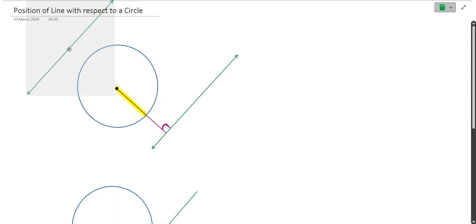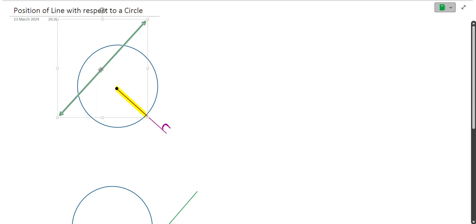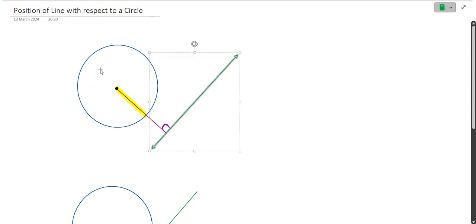So in this position, the line is neither intersecting nor touching the circle. In this position, the line is touching the circle. In this position, the line is intersecting the circle. So we are going to discuss those three conditions with the help of the equation of a circle and the equation of a given straight line.